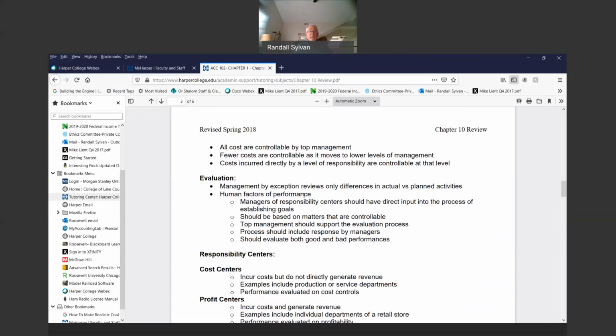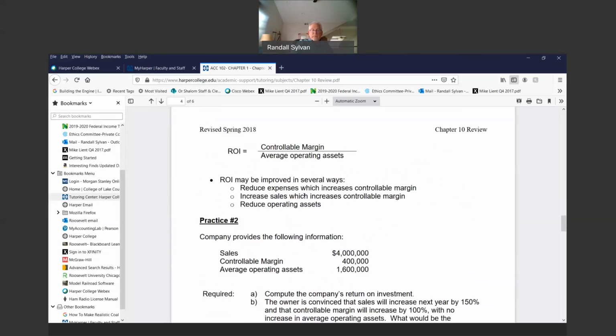The management by exception, they look at the differences between what actually happened and what was planned. So they only look at exceptions. That's what the important thing to understand there is. We should know what a cost center is. It just has costs in it. It doesn't generate any revenue. You might have production or service department, and then you have profit centers.